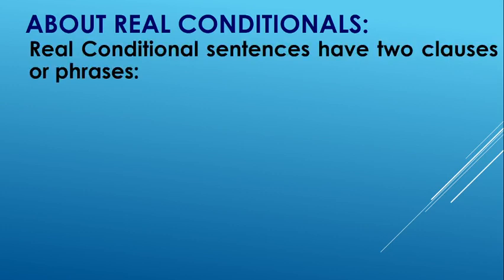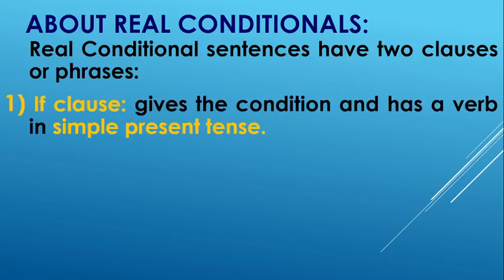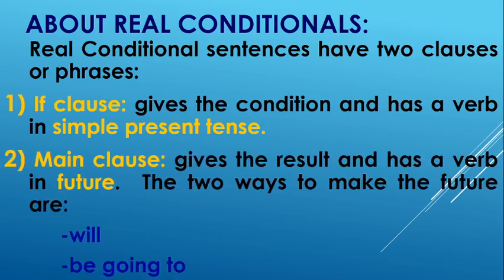Now, something that we have to know about real conditionals is that we have two clauses or phrases. In the first clause, we have to give the condition, right? It has a verb in the simple present tense. And the main clause gives us the result, which has the verb in the future in the first conditional. In the zero conditional, we will have present and present, right? In this case, for the first conditional, we are going to have present and future.